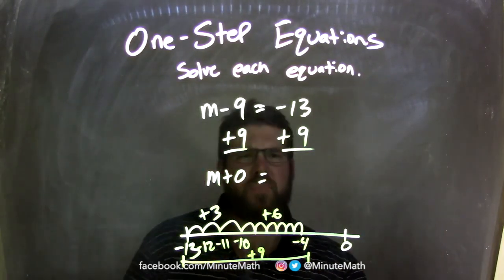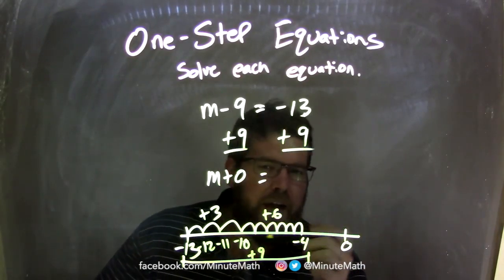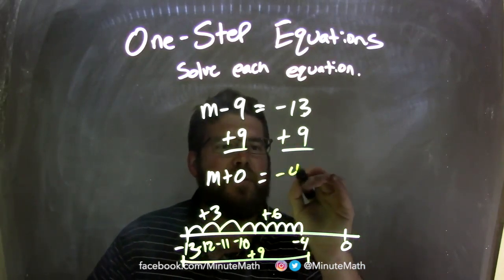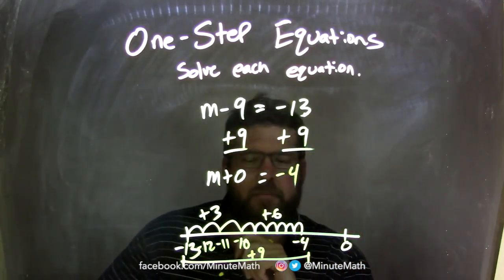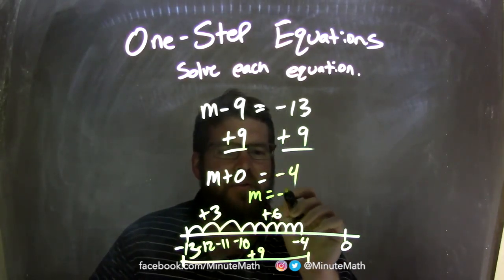Okay? So sometimes using the number line is a great technique to visualize. I'm a visual learner, so I like to do that. But that gets me to a negative 4 as the negative 13 plus 9. Okay? Well, we added 0, don't really need that, so our final answer here is m equals negative 4.